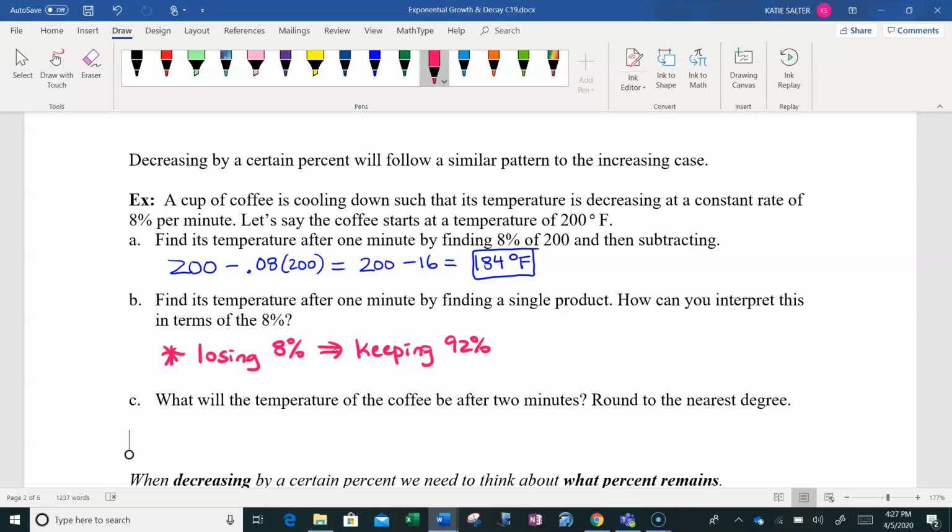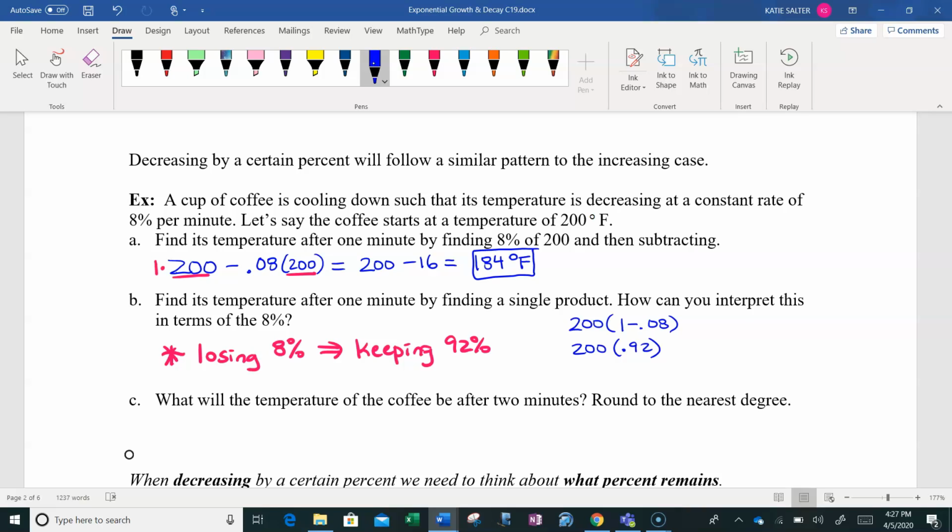So if we do this whole thing like we did last time, where we think about this being a binomial where both of them have that 200 in common, if we factor that 200 out, ultimately what happens is it leaves us with 1 minus 0.08. And so when you do that, that's really saying 200 times 0.92. And that makes sense. We're losing 8%, so we keep 92%. So therefore, our multiplier is 0.92.